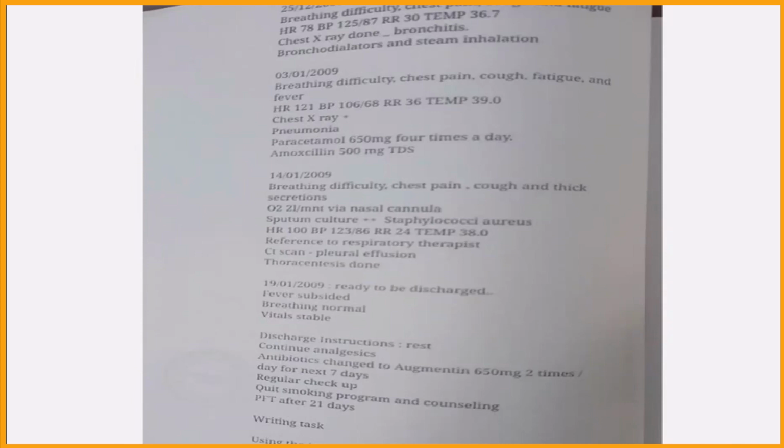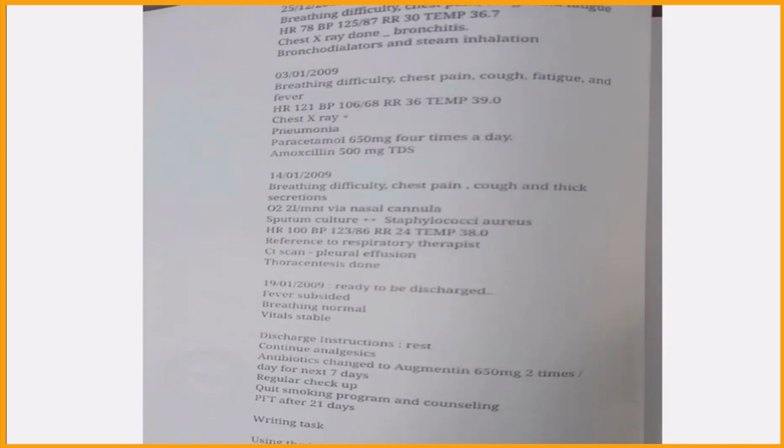Okay, so on 3rd, what happened? She's admitted with complaints of breathing difficulty, chest pain, cough, and fatigue. And then through the X-ray, they came to know it is bronchitis, isn't it? Now, 3rd, what happened? Again, we can see the same symptoms: breathing difficulty, chest pain, cough, fatigue. So, should you rewrite them again? No. And along with that, there's fever.